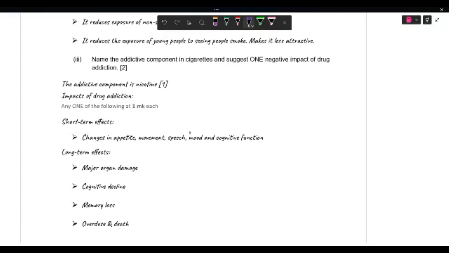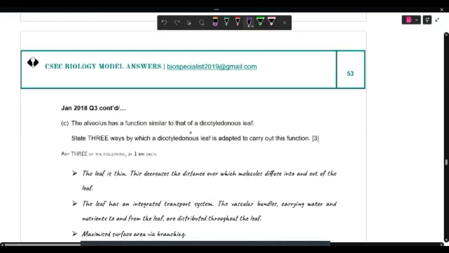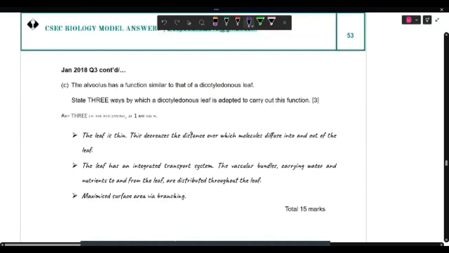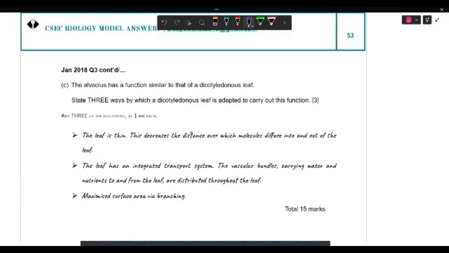Then we have, right, we're talking about functions that are similar. We have a similar function between the alveolus and a dicot leaf. And we're being asked to show 3 ways in which they are adapted to carry out this similar function. And the similar function is gaseous exchange.